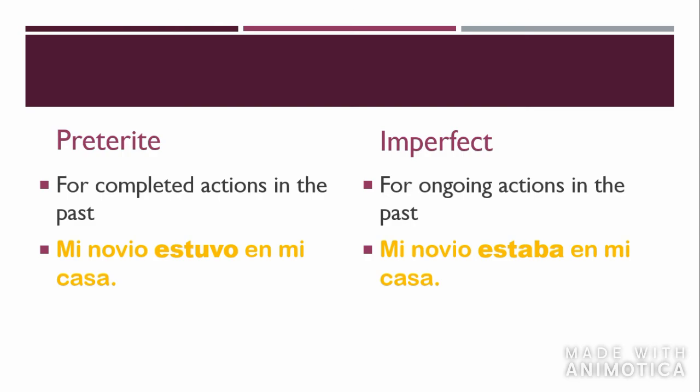So you will notice that sometimes there's no specific time that states that the action ended, but it is implied based on the tense that is used. So the fact that I say mi novio estuvo en mi casa, you know that for sure the action was completed. However, when I say mi novio estaba en mi casa, time is kind of up in the air, you know. You can't really tell. It's general.